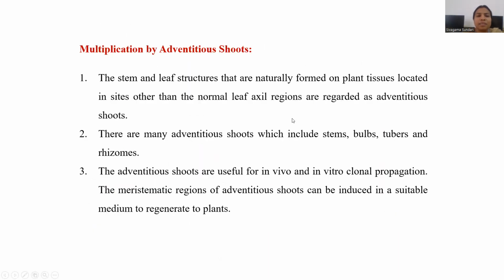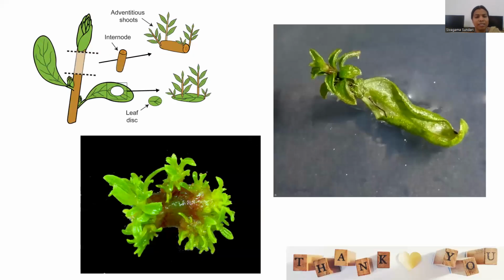And the next technique is multiplication by adventitious shoots. Let me tell you what we mean by adventitious shoots. Stem or leaf structures that are naturally formed on plant tissue located in sites other than the normal leaf axis, we call adventitious shoots. Examples: bulbs, tubers, rhizomes. Other than the normal axis, they can form on any other places in the plant body. That also you can excise and start the micropropagation technique. And this you might have experienced, I guess.